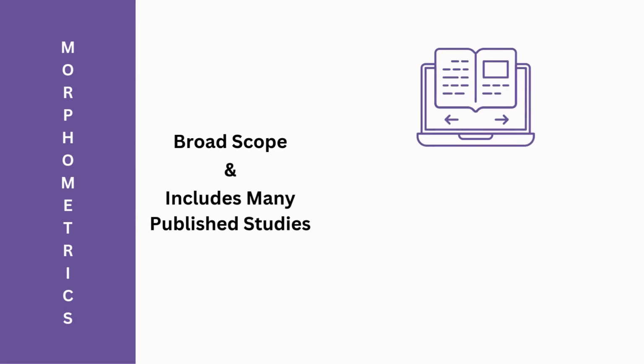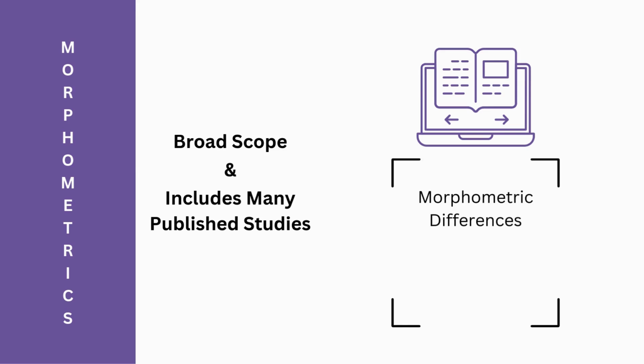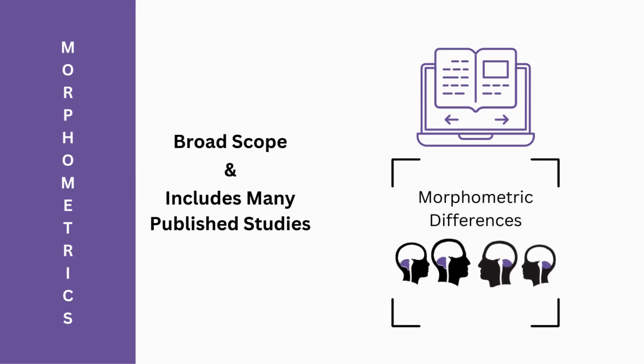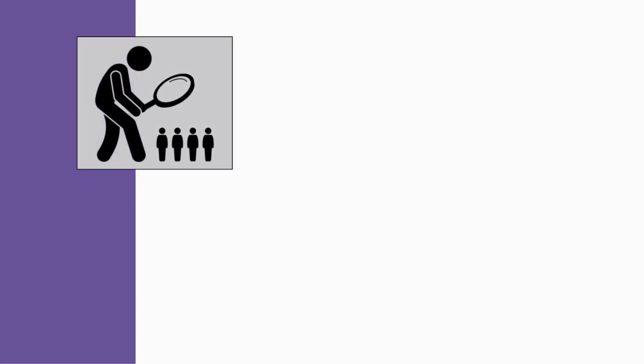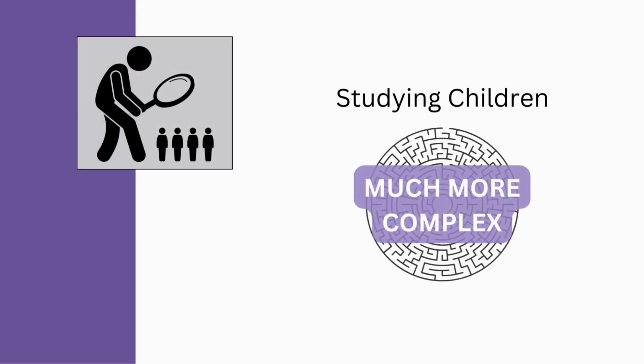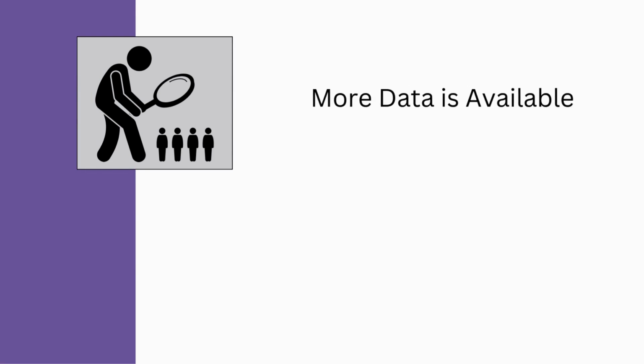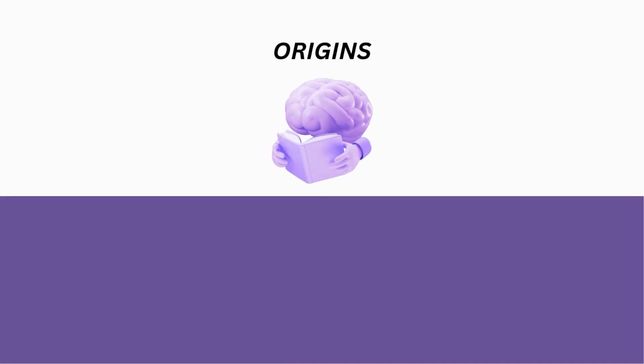Because morphometrics has such a broad scope and includes so many published studies, for the purposes of this module, we will focus primarily on the morphometric differences between Chiari patients and healthy controls. We will further refine our focus to mainly adults. From a research point of view, studying children is much more complex, and therefore more data is available on adult patients than pediatric ones.